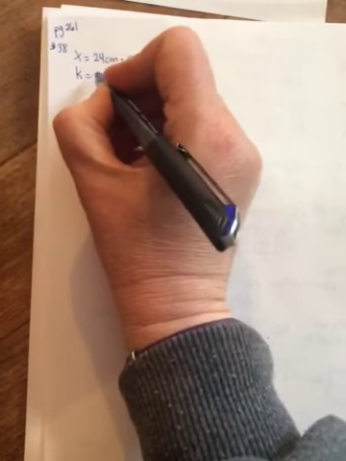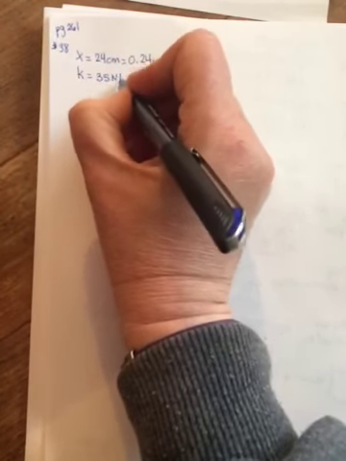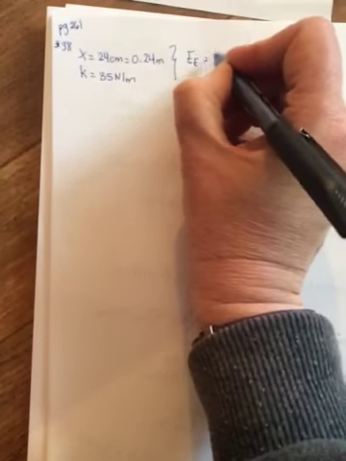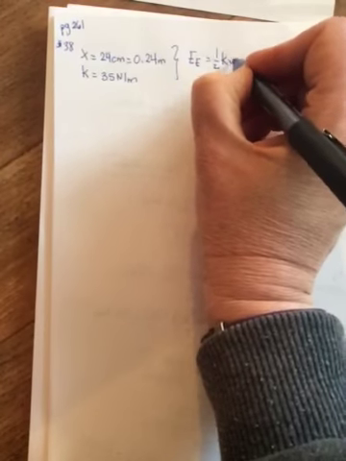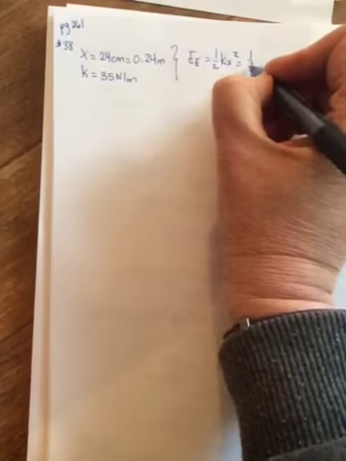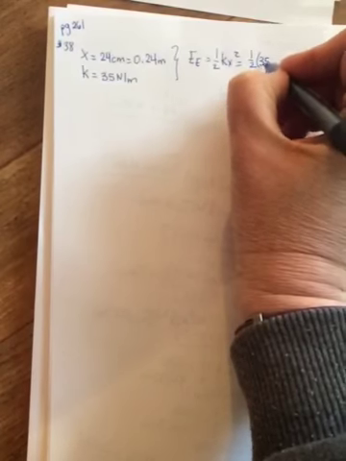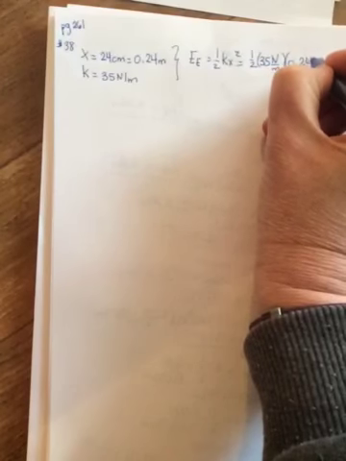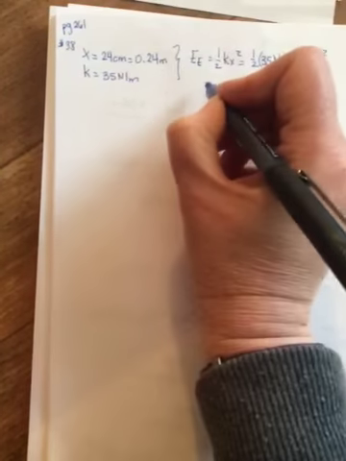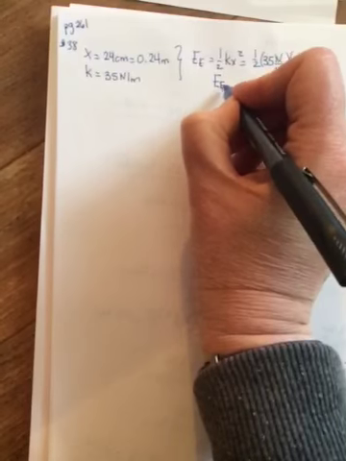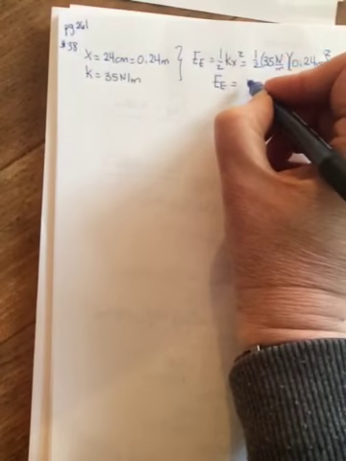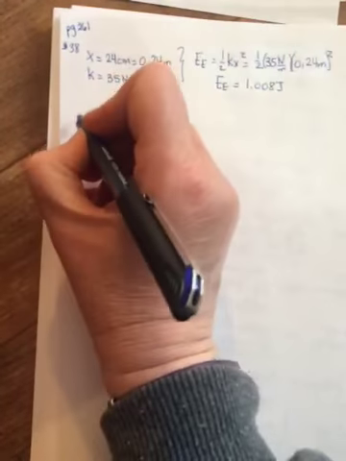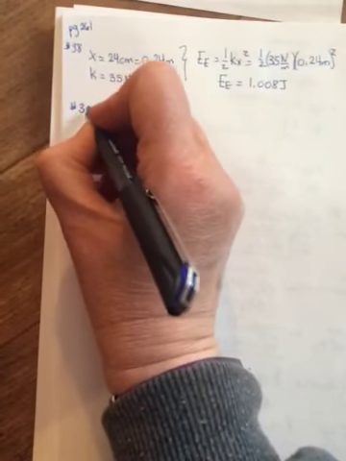So K is 35 newtons per meter. And so our equation is EE is equal to 1/2 kx squared. So 1/2 K is the 35 newtons per meter. 0.24 meters is the x, and it's just the 0.24 that gets squared. And you should get an EE of 1.008 joules. Number 38. Done.